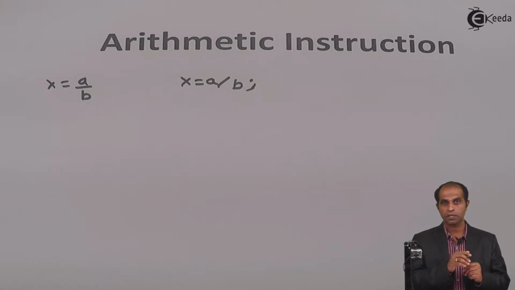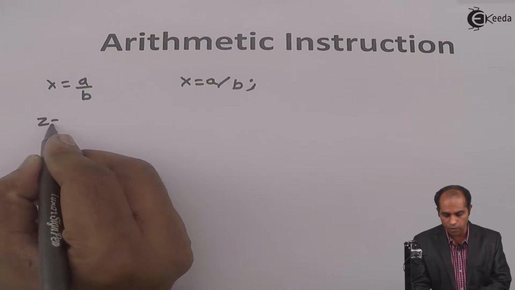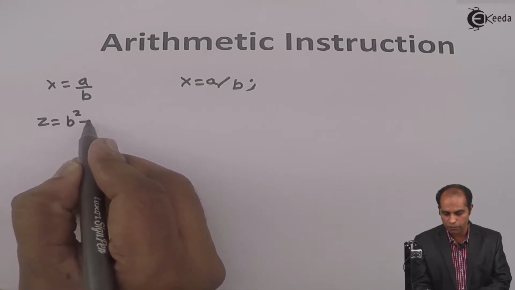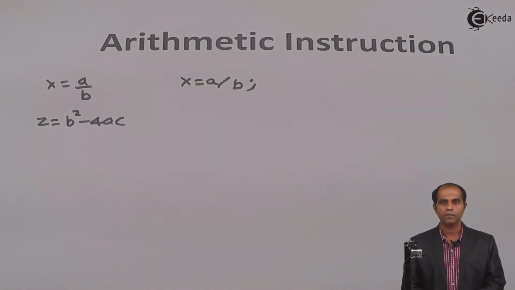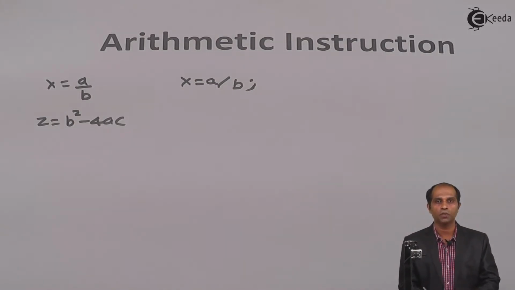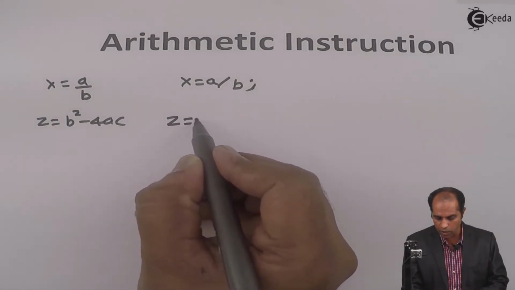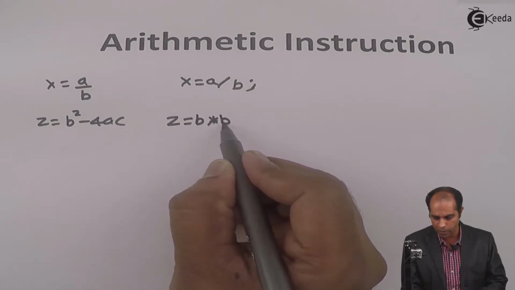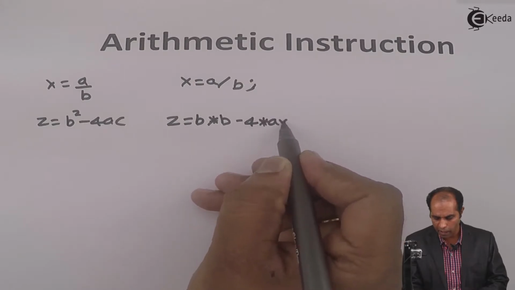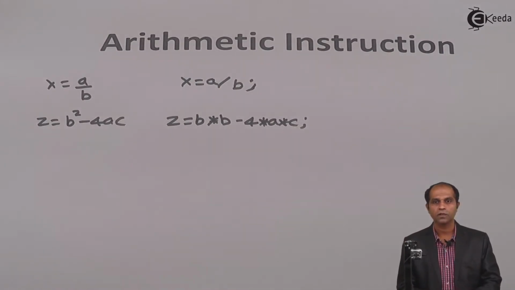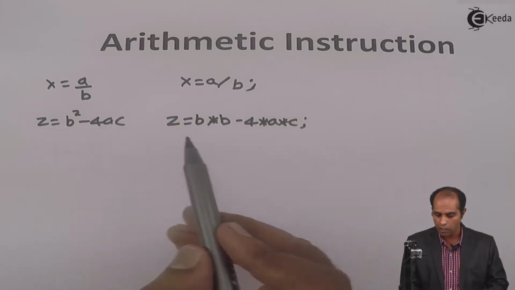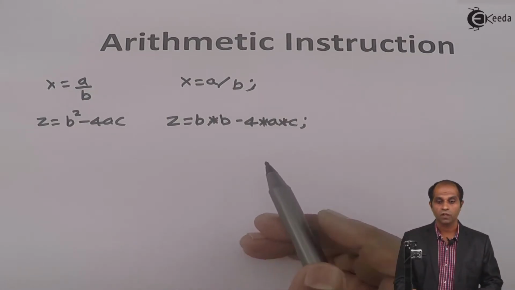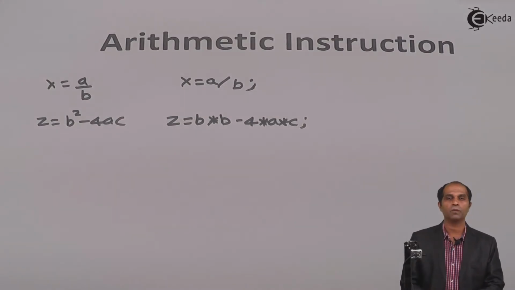Let's write some mathematical expressions and try to convert them to arithmetic instructions in C language. Suppose I say z equals b square minus 4ac. Now we know that in C language we don't have any representation like x raised to y. If it is a simple square term or a cube term, preferably use the arithmetic multiplication operator. I'll say b asterisk b minus 4 asterisk a asterisk c and a semicolon. Here you can see that b square has been written as b asterisk b, and 4ac has been written as 4 asterisk a asterisk c. So here asterisk indicates a multiplication operation.